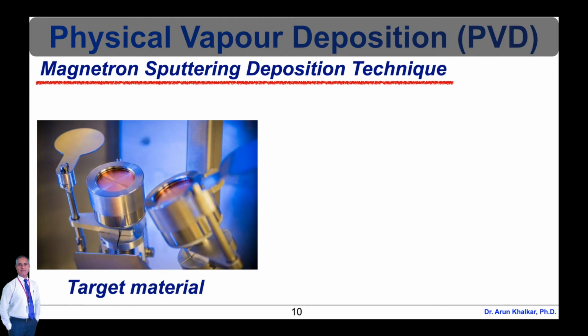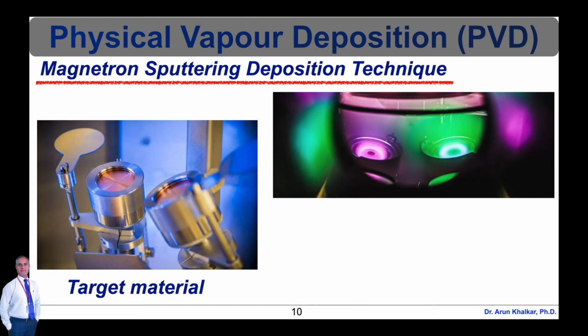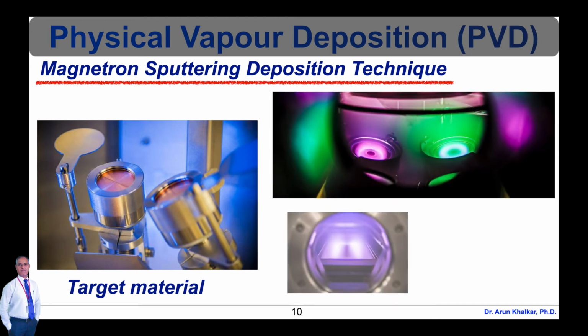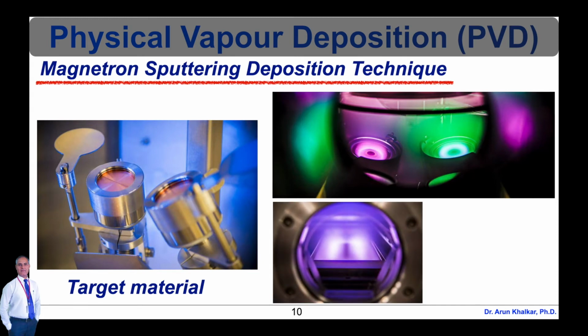magnets to confine the electrons in the plasma at or near the surface of the target. Confining the electrons not only leads to higher density plasma and increased deposition rates, but also prevents damage which would be caused by direct impact of these electrons with the substrate or growing film.